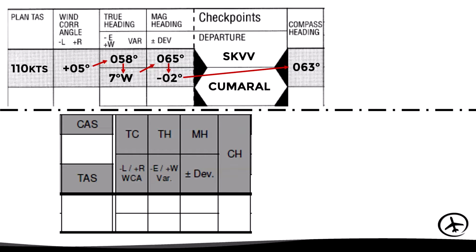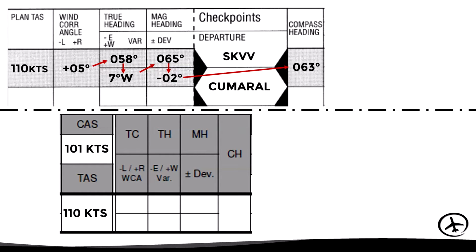In this case, we do have a field to include the planned indicated or calibrated airspeed, which in this case is 101 knots. Then, we include the calculated true airspeed for this leg, which is 110 knots, and then we find the courses and headings section.